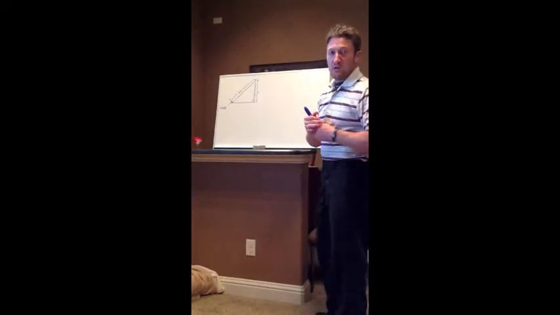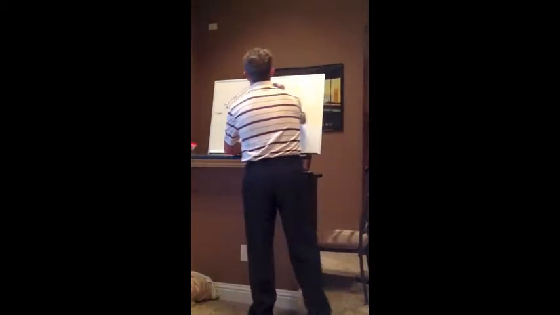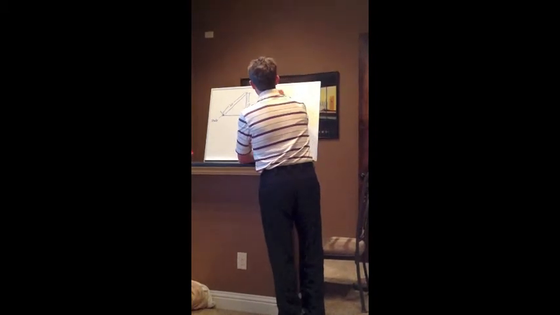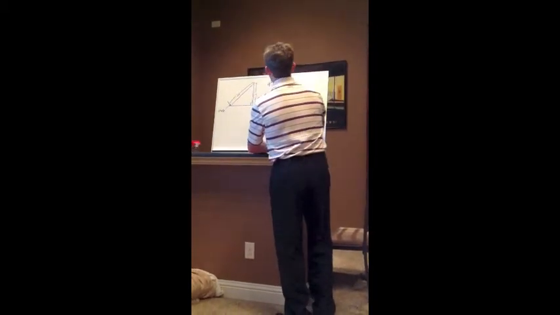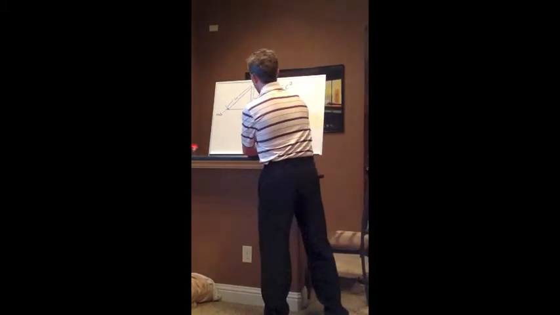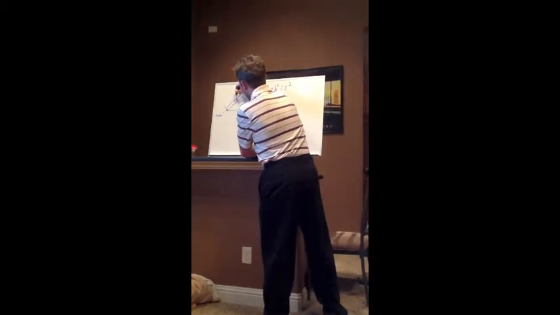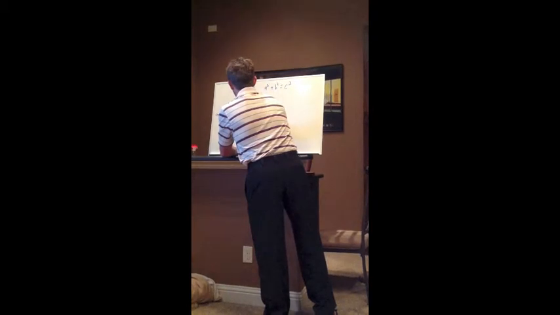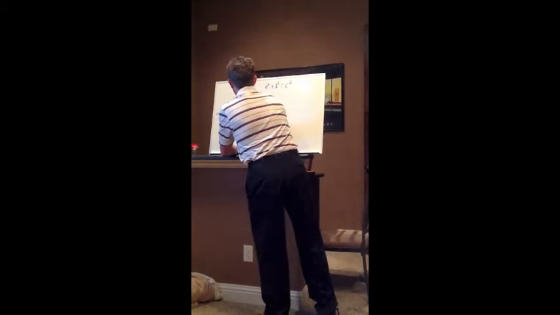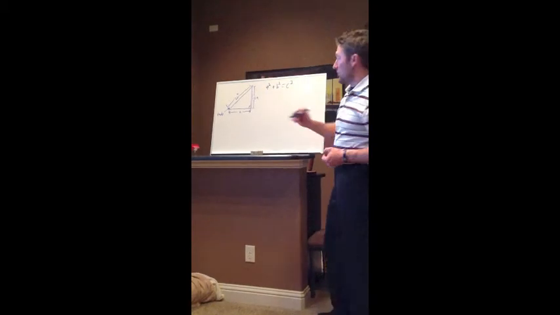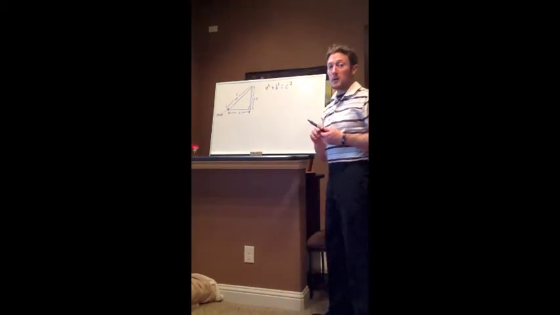Alright, so let's start with what we know. What we know is the Pythagorean Theorem says a squared plus b squared equals c squared. Okay? We know that a is the flagpole, c is the rope, and b is where we want to put the stake so that we get that flagpole perpendicular to the ground.